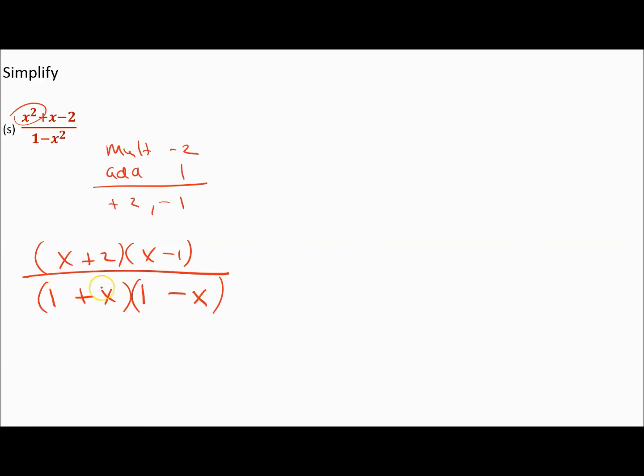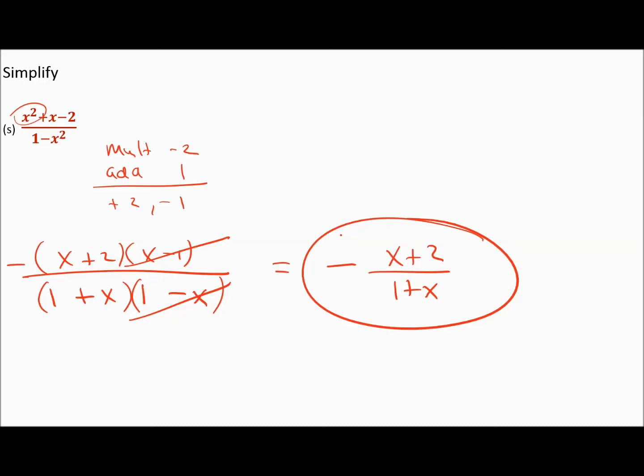Now, I don't have another x plus 2 factor, but I do notice that x minus 1 and the reverse, 1 minus x, will cancel, but they leave a negative. Remember, they leave a negative 1, so that means my final answer is negative. I can leave that out front: x plus 2 over 1 plus x.